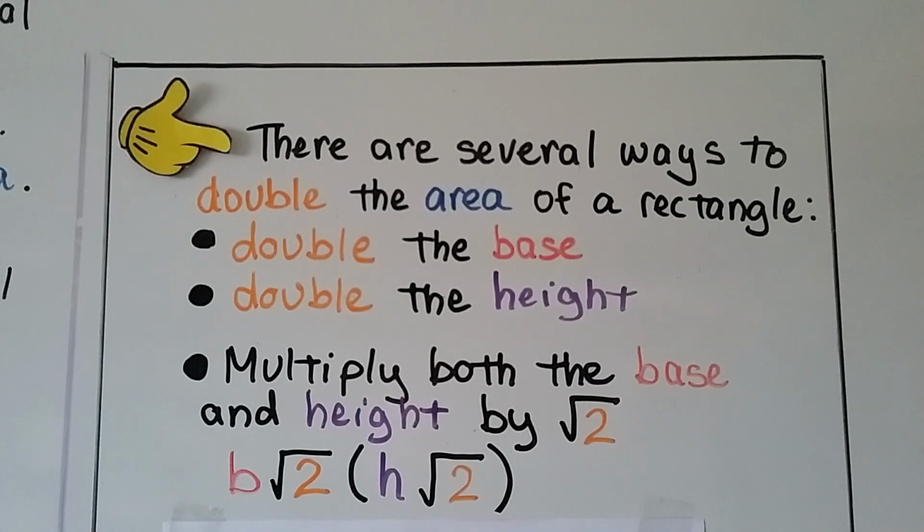There's several ways to double the area of a rectangle. We talked about a square, we talked about a circle. For a rectangle, we can just double the base. That'll double the area. Or we could leave the base alone and just double the height. That would double the area. We could also multiply both the base and the height by square root of 2. We do the base times square root of 2 times the height times square root of 2.